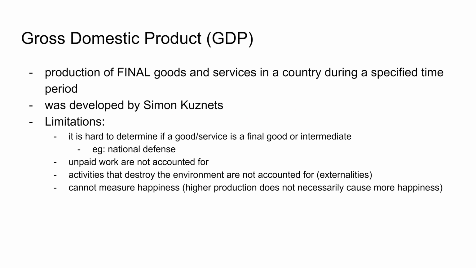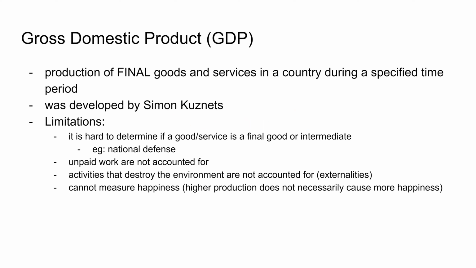And now we reach section 3, macroeconomics. So the first thing in macroeconomics we're going to talk about is the gross domestic product, GDP. The gross domestic product is the measure of the production of final goods and services in a country within a specified time period. And this was developed around the Great Depression by Simon Kuznets.